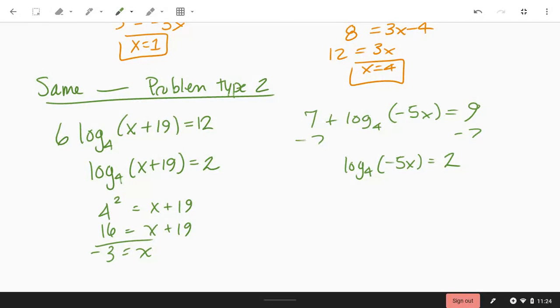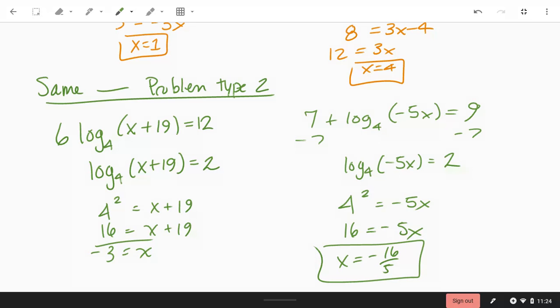And now we're good. 4 to the second power is negative 5x. 16 is negative 5x. So x would be negative 16 over 5. Okay, and you can just leave it as a fraction. All right, let's get another topic here.